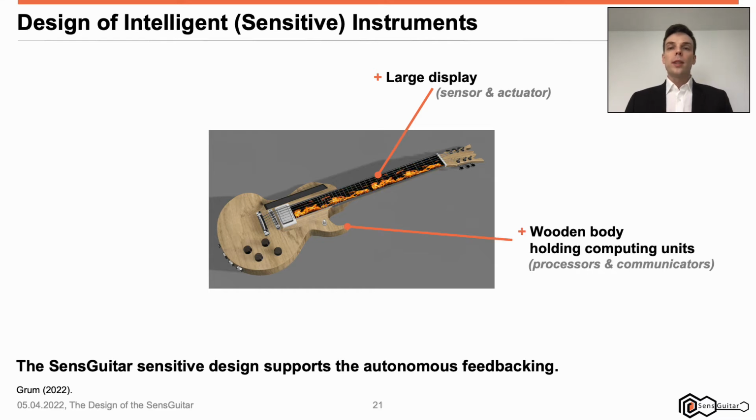The wooden body integrates electronic boards and computing units. These refer to the cyber-physical systems, processors and communicators. For instance, these can process sensor data in order to generate a feedback. Any kind of information, such as fingertips, feedback, etc., can be communicated via wireless antennas.